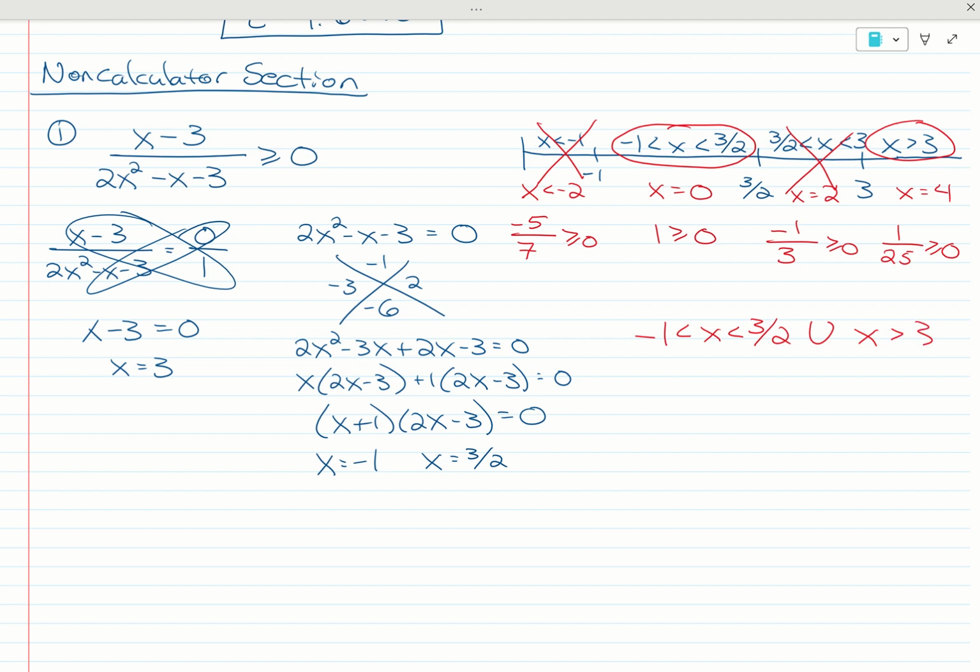And if we do that, we know that we can't use -1 and 3/2 because those would make our denominator 0. But if we were to plug in 3, we'd get 0 is greater than or equal to 0, which is true. So the way that we would write this in interval notation is we'd say from -1 to 3/2 in union with 3 to infinity.